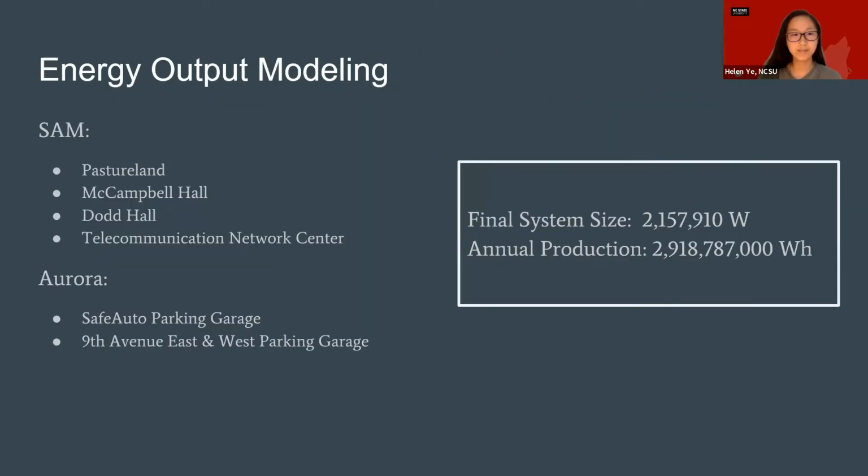Next slide, please. After determining our final layout design, the design information was transferred to SAM for the pastureland, McCampbell Hall, Dodd Hall, and Telecommunication Network Center. SAM is used for these sites as Aurora does not support bifacial modeling. For SAM, conservative values were used for albedo, shading, and equipment losses. Since our carports use monofacial panels, we modeled them in Aurora. Our final system size is 2,157,910 watts, and our annual production for all systems is 2,918,787 kilowatt hours.